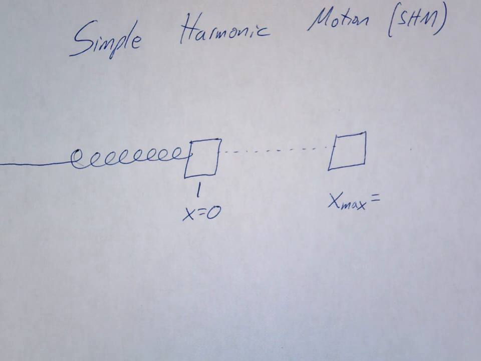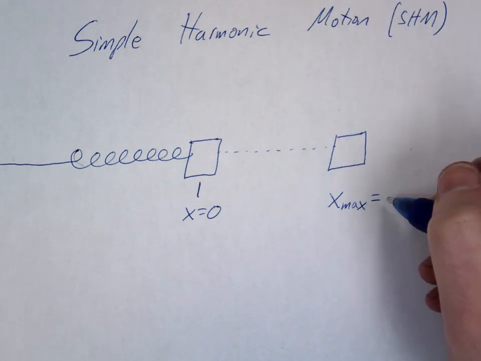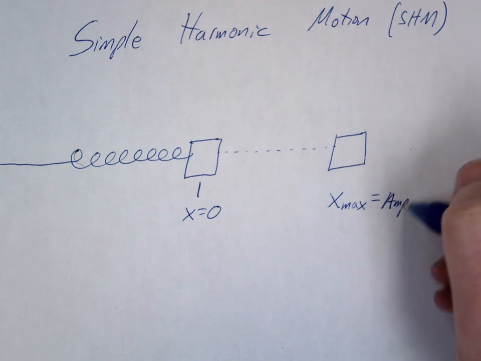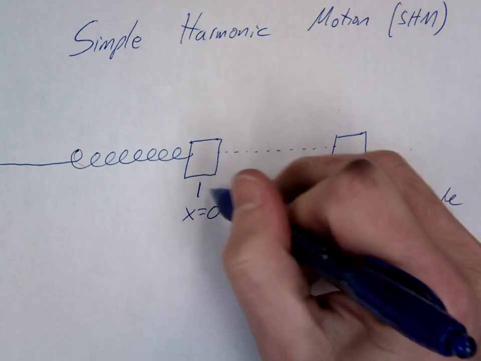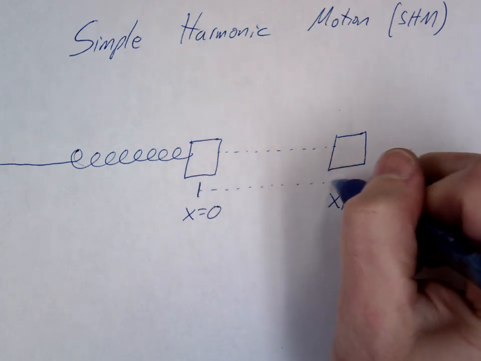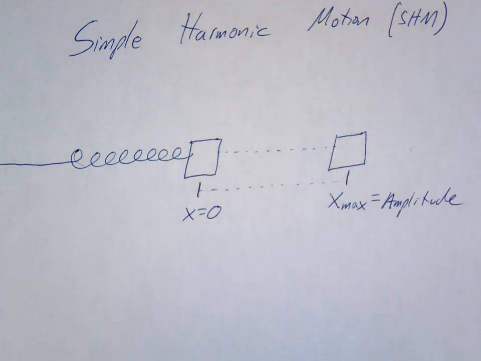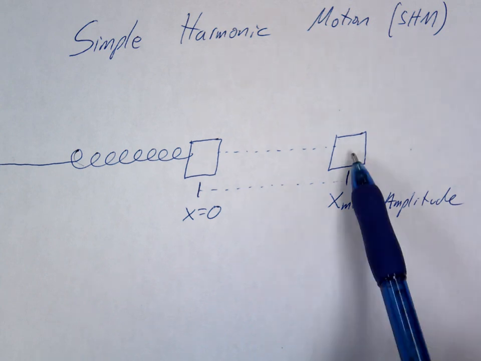And actually this has a name. What do we call x max? Amplitude. Okay, so we're going to pull it back here. Alright, so when I let go of this, what happens? It goes to the left.